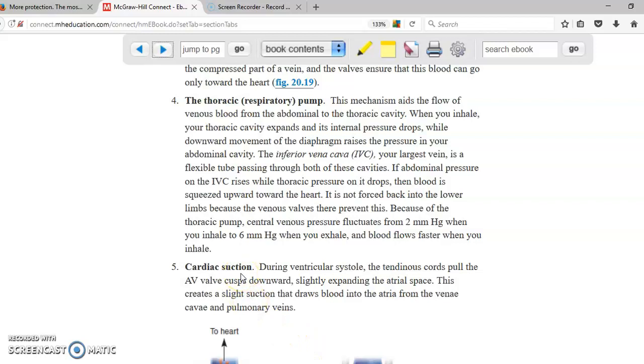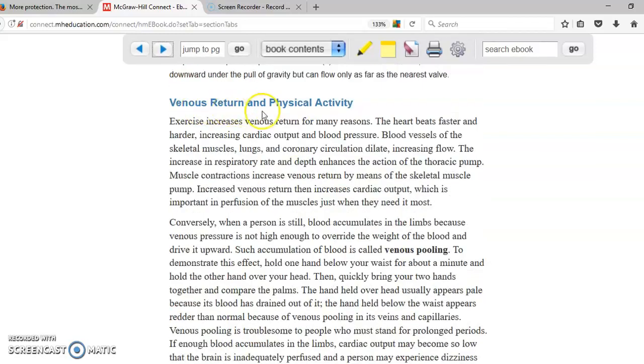Cardiac suction. During the ventricular systole, the valves will be sucked into the ventricle. Therefore, this will increase the area in your atrium, therefore producing a force that appears to suck the blood towards your heart. That's why it says in here, goes downward and creates a slight suction that draws blood into your atriums.